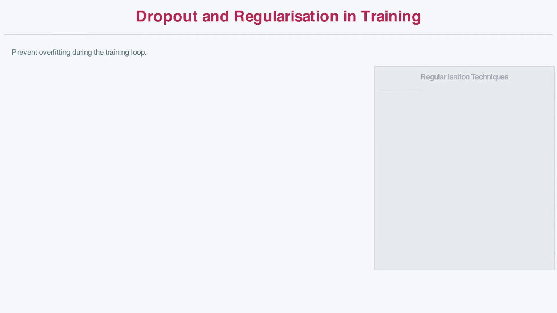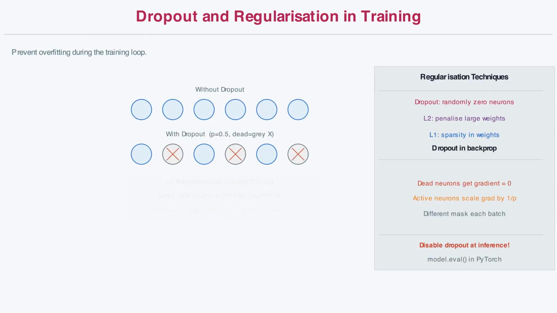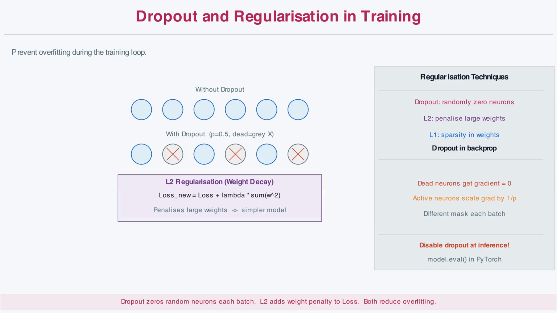Even with good gradients, networks can memorize the training data instead of generalizing. This is overfitting, and regularization is how we fight it. Dropout randomly zeroes out a fraction of neurons during each forward pass. The gradient of a dropped neuron is 0, it receives no update. Active neurons are scaled up by 1 divided by the keep probability. A different set of neurons is dropped each mini-batch, forcing the network to learn redundant representations.